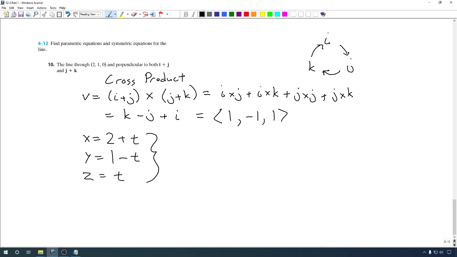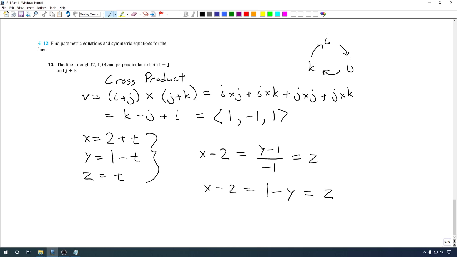To get the symmetric equations, again, we look at these and we imagine solving for t. So the first one, we just subtract 2 from both sides. We have x minus 2. Then we have y minus 1, but then divided by negative 1. And then finally here, there's not really any solving to do. It's just going to equal z. Or in other words, let's simplify this middle one. We have x minus 2 is equal to 1 minus y is equal to z. So these symmetric equations actually look really nice. They don't have any fractions involved anymore.